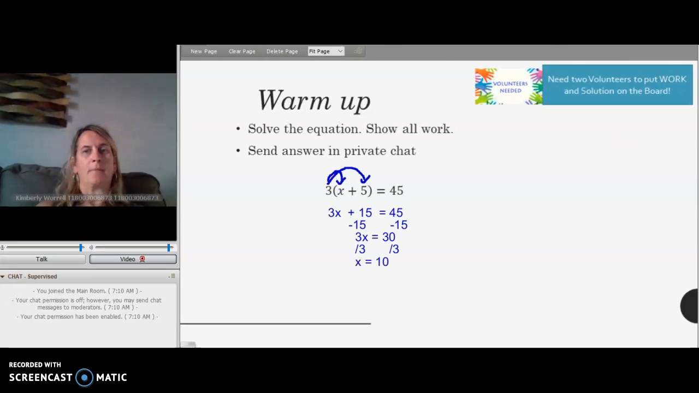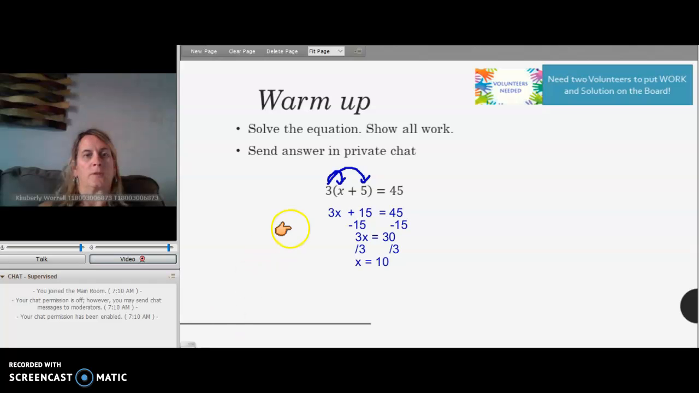So many of you probably did the warm-up like this. You first distributed the 3. And one of the common mistakes is students forget to multiply not only 3 to x, 3x, but 3 to the 5, and you get 15. So now we have a pretty easy two-step equation to solve here.